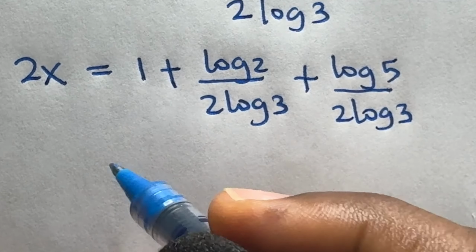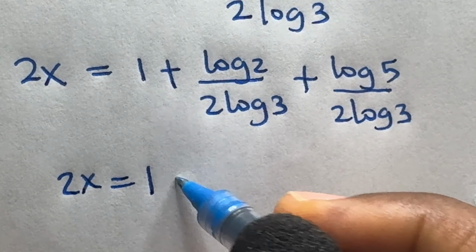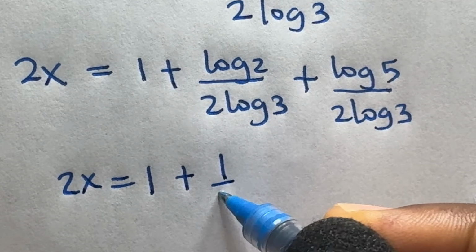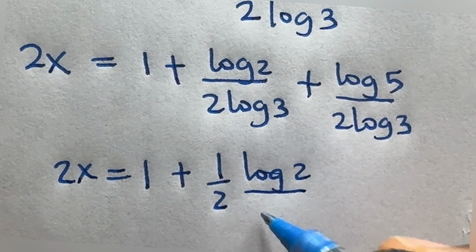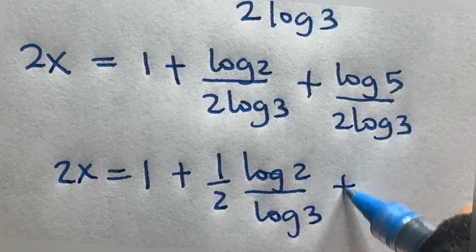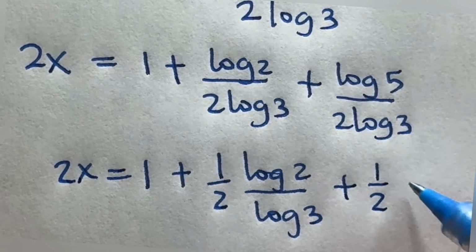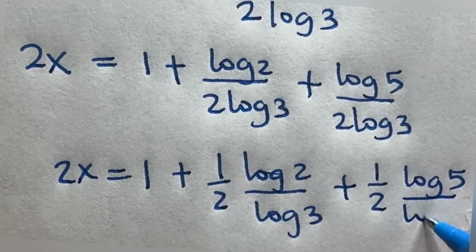I can rewrite this as 2x is equal to 1 plus, this is the same thing as saying 1 over 2 times log 2 divided by log 3, plus, this is the same thing as saying 1 over 2 times log 5 divided by log 3.